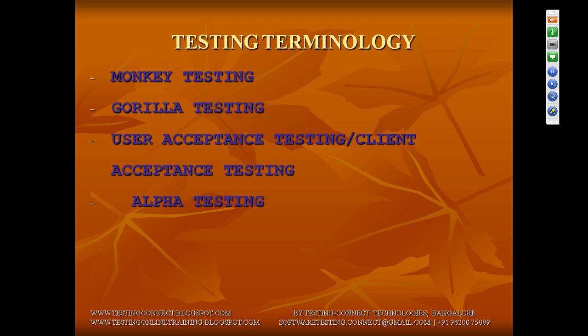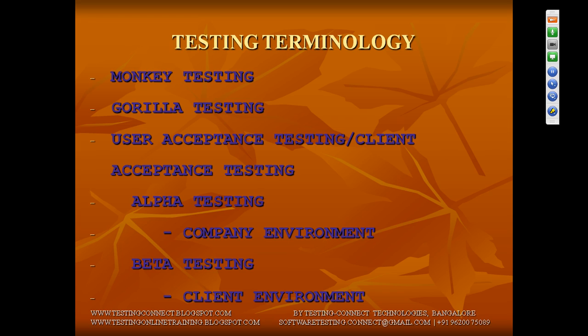Once alpha testing is done, you go to the client environment, where exactly you are going to use this application. There you will install and test. That kind of testing you can consider as beta testing. Alpha testing is performed in the company environment, while beta testing is where you go to the client's real environment, where you are going to use it, and try to test.